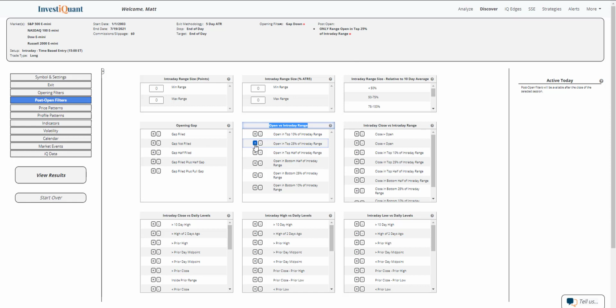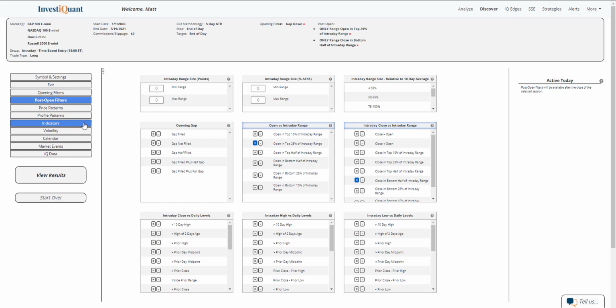We're trading near the lows right now, but I have no idea where we're going to be at 3 p.m. So I'm not going to be quite so specific about that. I'm just going to say it's trading in the bottom portion of the range. So I'm going to hit equals next to close in bottom half of the intraday range, and that'll conclude the price action I'm going to use from the post-open filters.